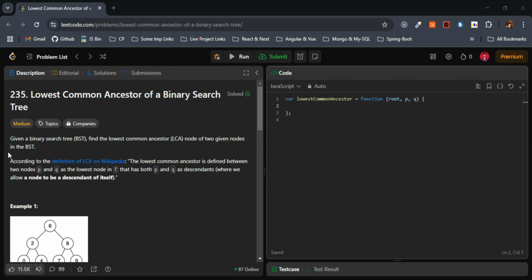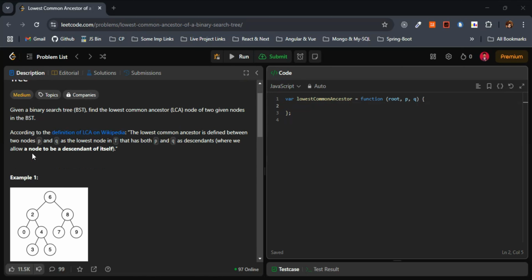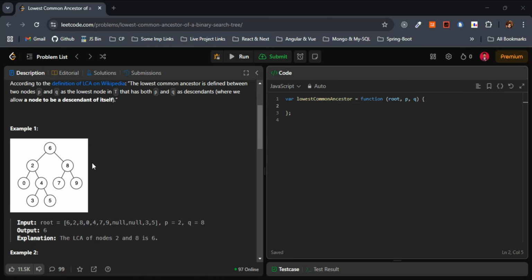What the question states here is, we are given a binary search tree. This is important. We are given a binary search tree and two nodes P and Q. Our task is to find the lowest common ancestor, LCA, of these two nodes. This is very important. So what is LCA here?